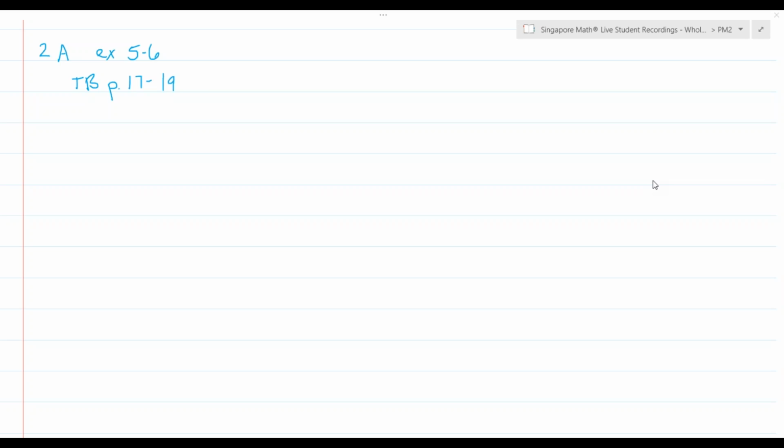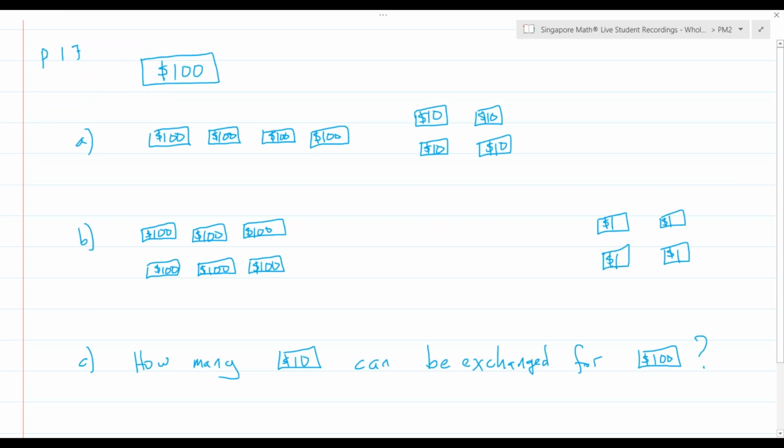Today we're going to talk about Workbook 2A exercises 5 and 6, and we'll use the textbook pages 17, 18, and 19 to talk about that. What we find out is that all of this conversation we've had about hundreds and tens is very applicable when you're thinking about money. On the top of page 17 you see a picture of a $100 bill. Mine is just a rectangle with $100 written in it. But if you think about money, it works to be the same thing as what we've talked about with numbers.